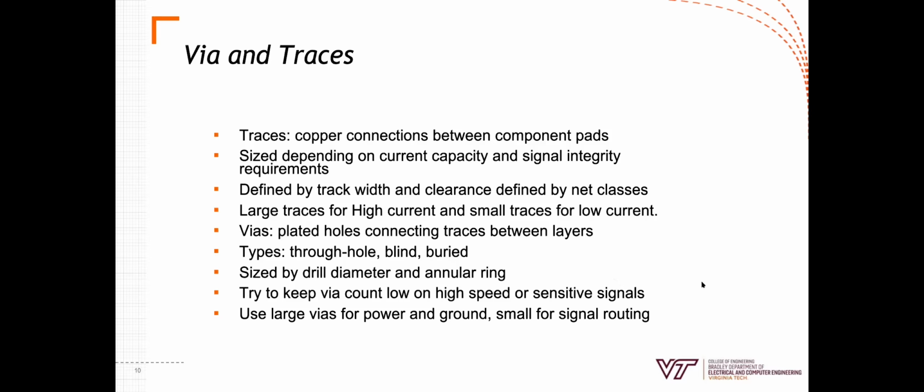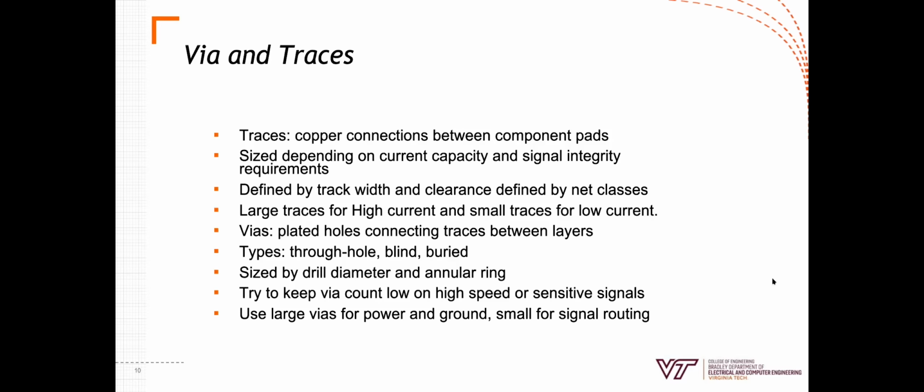Vias are connections between the different copper layers on your board. If you're going to make a connection and there's a trace in the way, then you can use these vias to go around it. It's a good idea to keep your traces as short as possible, and use the minimal amount of vias to keep your impedance down and just get rid of any weirdness in your board.